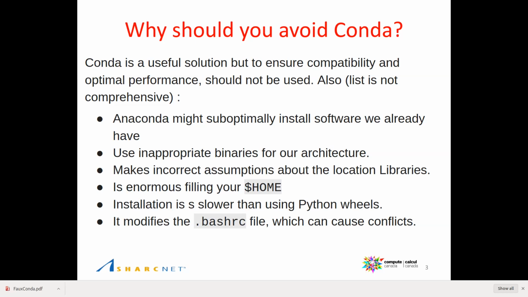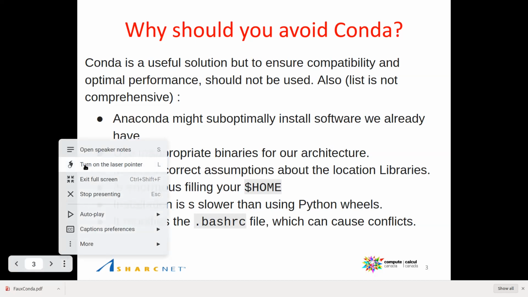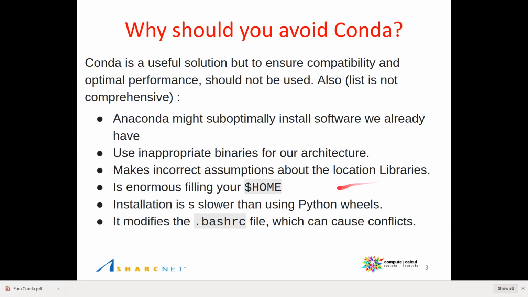Also, it can often use inappropriate binaries for our architecture. We have multiple heterogeneous architectures in our systems, and therefore the binaries might be inappropriate for what is being asked for. This is especially important: it makes incorrect assumptions about the location of the libraries. Oftentimes it assumes they are in a user local bin, for example, but our binaries are not in standard locations because we have a particular software stack.